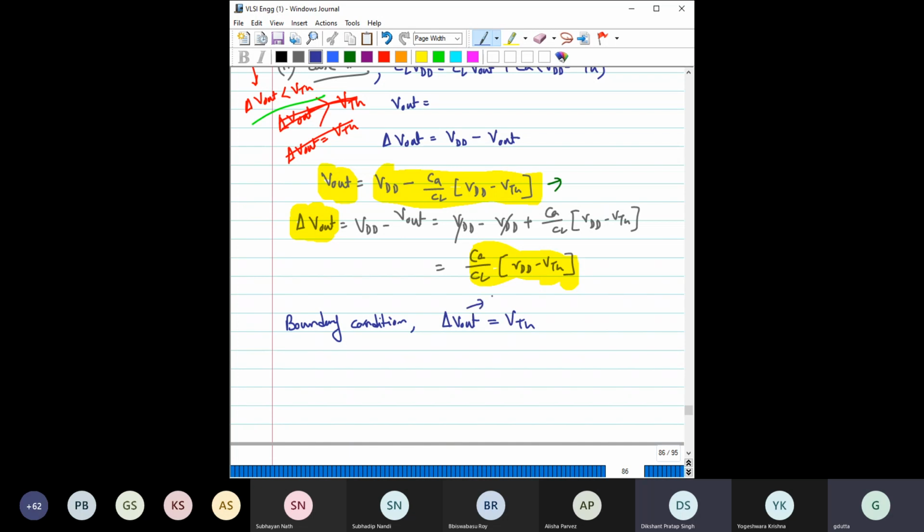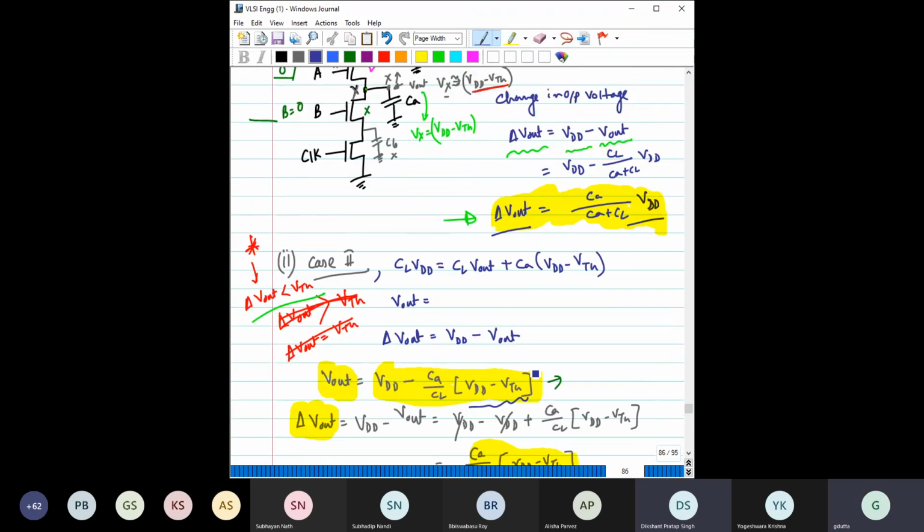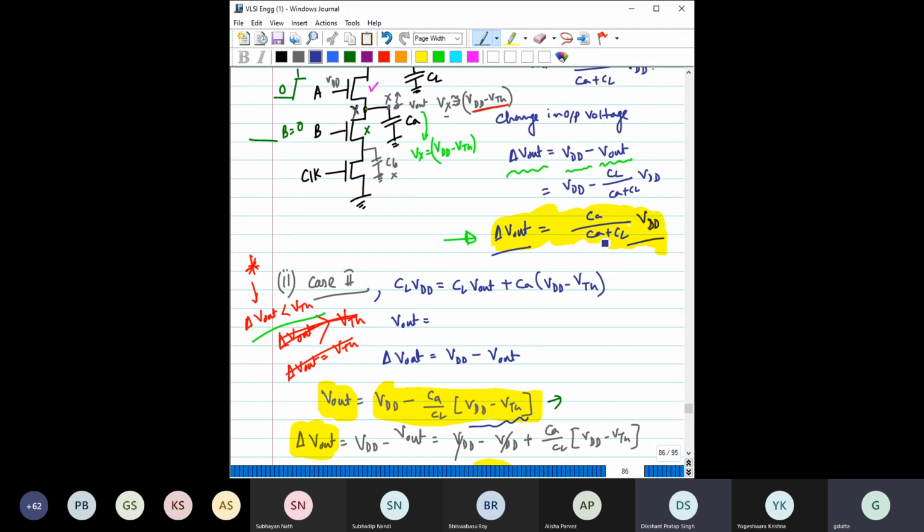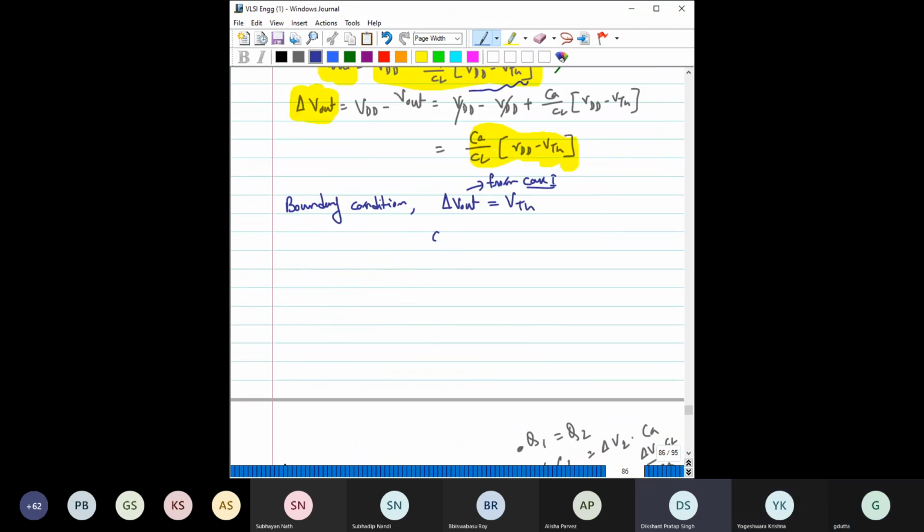Delta V out from case 1, because that is the most general case. This one we have fixed, so it is not the general case. So case 1 is the general case. So make delta V out equal to VTH. What is delta V out? CA by CA plus CL into VDD, that is equal to VTH. So from here you will find the ratio of CA and CL, which comes out to be VTH by VDD minus VTH.